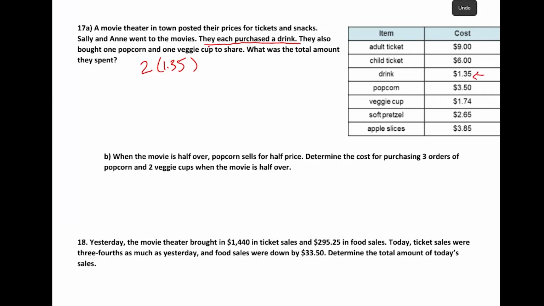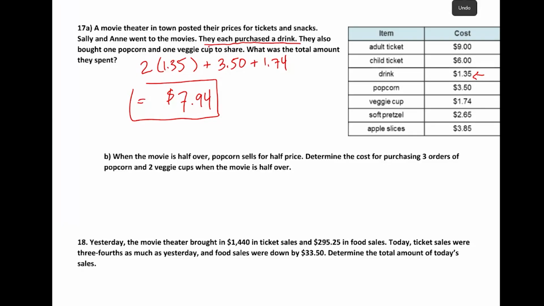Then they bought 1 popcorn and 1 veggie cup to share, so just 1 of each. So 1 popcorn is $3.50, 1 veggie cup, $1.74. So the total amount is just going to be what we get here when we multiply and add all this up. 2 times 1.35 plus 3.5 plus 1.74 is $7.94.